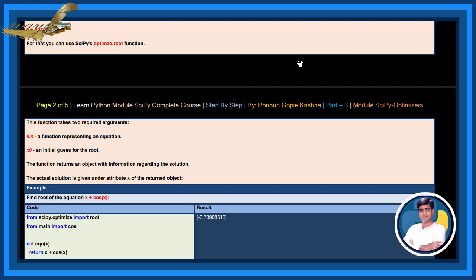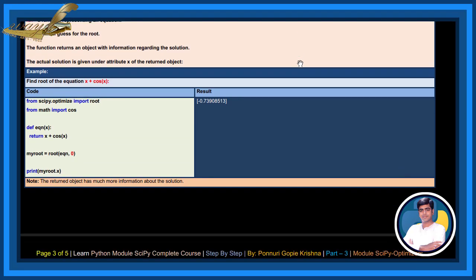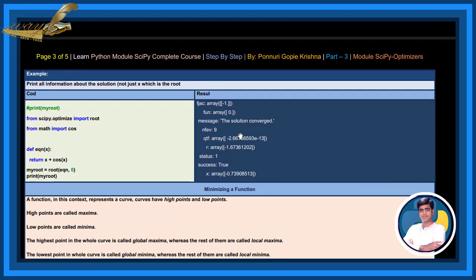Example: find the root of the equation x plus cos x. By executing this code using myroot equals root with initial guess 0, the result returns this: minus 0.73908513. The returned object has much more information about the solution. See example: print all information about the solution, not just x, which is the root. By using this code, the result returns this.